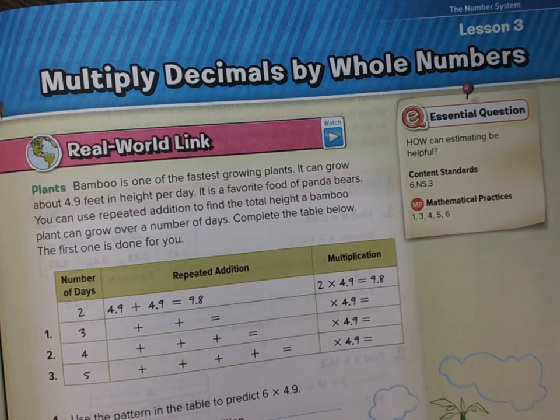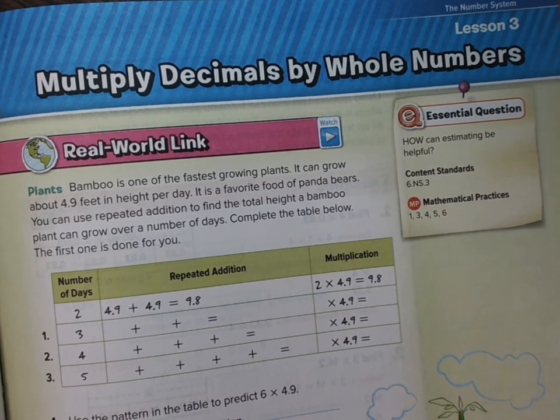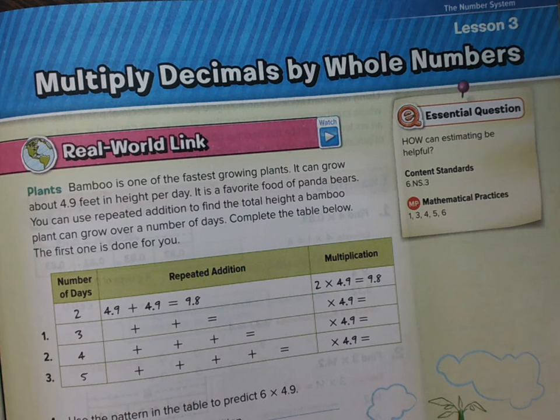Alright, so we're going to move into Chapter 3, Lesson 3. This is multiplying decimals by whole numbers. We've done addition and subtraction, and now we're going to start moving into multiplying with decimals. We skipped Lesson 2 because that's all about estimating. We're not working with that this year, so we're going to move right into Lesson 3.